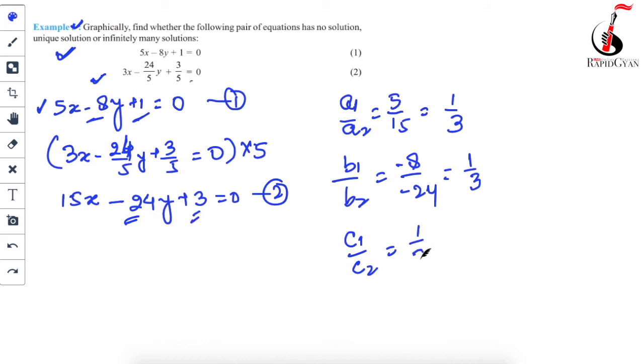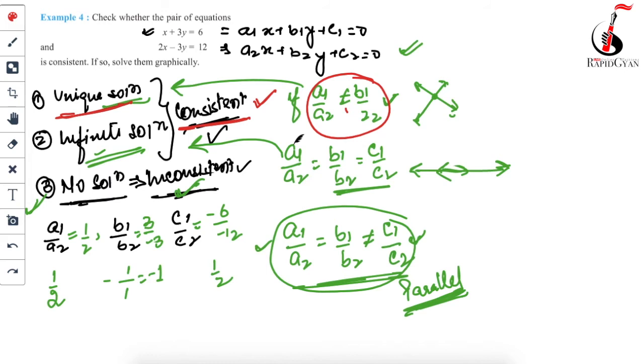c1 upon c2 is 1 upon 3. So what is the case when a1 upon a2 is equal to b1 upon b2 is equal to c1 upon c2? This is the case when both the lines will coincide with each other. If you remember, I have told you, see here, this is the case.